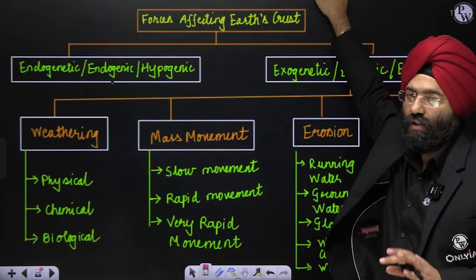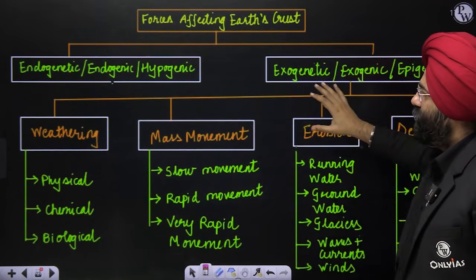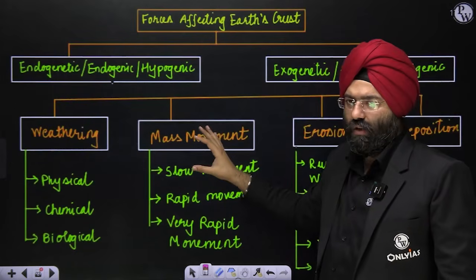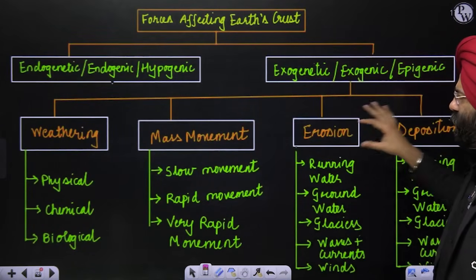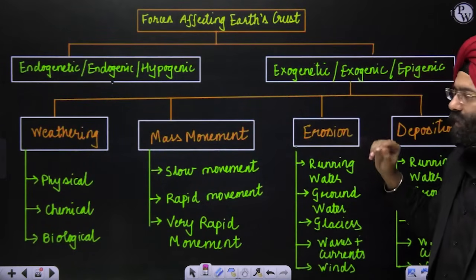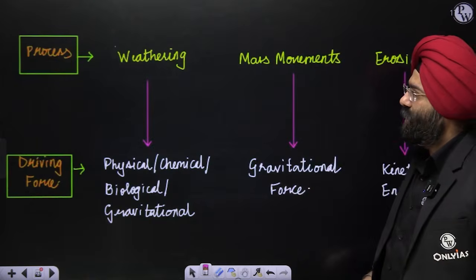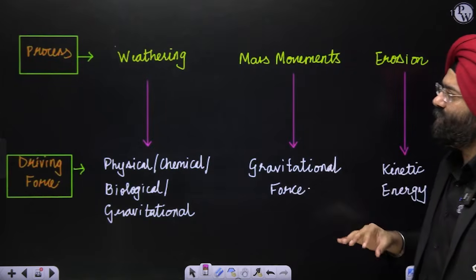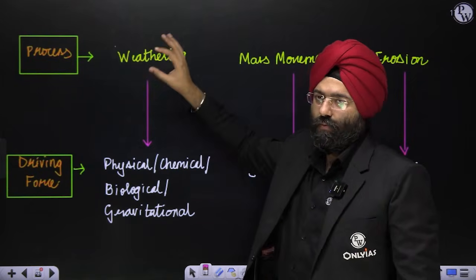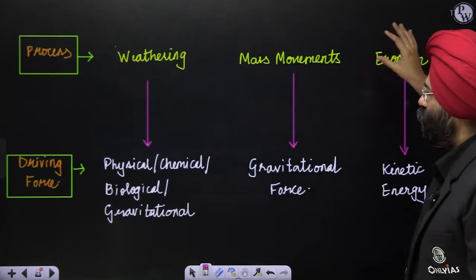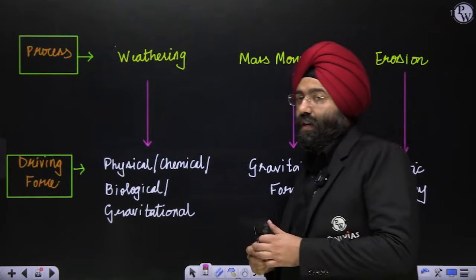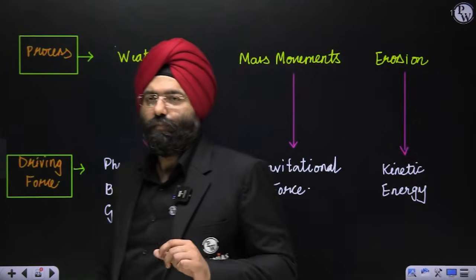Now let us come to exogenetic. As I've already mentioned, we'll be covering weathering and mass wasting in this chapter. We'll be covering a few definitions over here because this has to be covered in the next chapter. Let's start with the weathering aspect. Before we start, let us understand these are processes: weathering, mass wasting and erosion. Before I begin, you should be very clear about this.